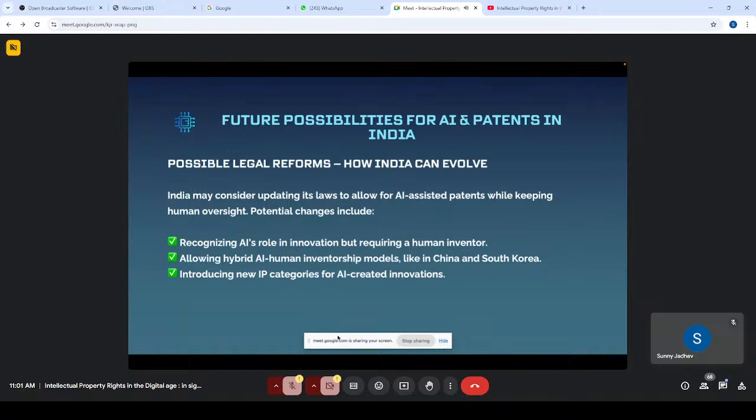Allowing hybrid AI-human inventorship models like China and South Korea. They are very flexible countries, and they are coming up with new ideas on how to incorporate artificial intelligence in IPR. Then, introducing new IP categories for AI-created innovations. It is a little far-fetched idea, because AI can create so many inventions and designs that maintaining such a category will be a different challenge. But yes, right now we can keep our minds open for different possibilities.